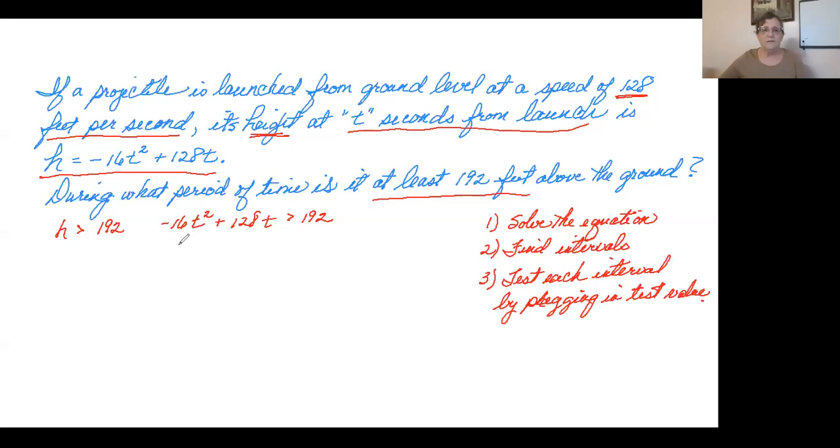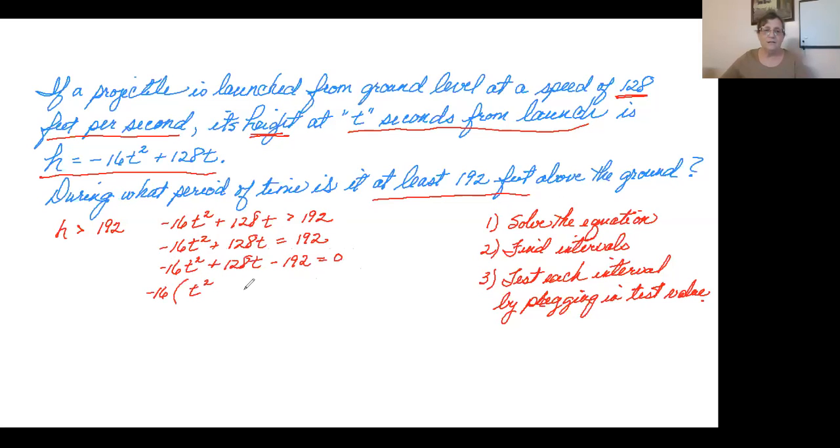So we're going to set this to an equation. We're going to say negative 16 T squared plus 128 T is equal to 192. Now, whether you use the quadratic formula, which you might want to do here, or whether you factor it, you've got to set it equal to zero. So we've got negative 16 T squared plus 128 T minus 192 is equal to zero.